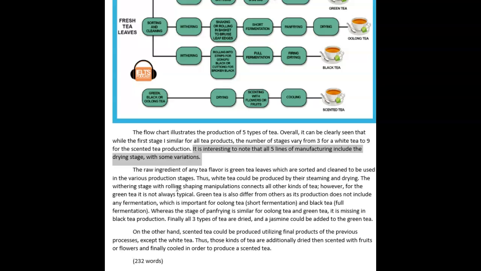Okay. On the other hand, scented tea could be produced utilizing final products of the previous process. What? Could be produced utilizing final products of the previous processes. Or it's a little overcomplicated, except the white tea. Thus, those kinds of tea are additionally dried, then scented with fruits or flowers, and finally cooled in order to produce a scented tea. Okay.